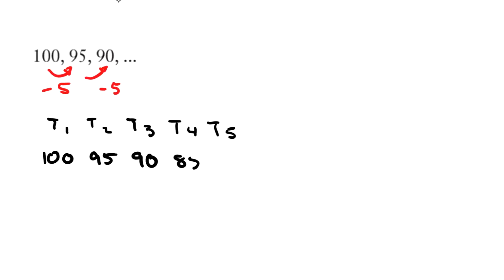Let's try another one here. So we have 100, 95, and 90. So we're going down by 5 this time. So minus 5, minus 5. So 1, 2, 3, 4, 5. We have 100, 95, 90, 85, 80, T6, 75.